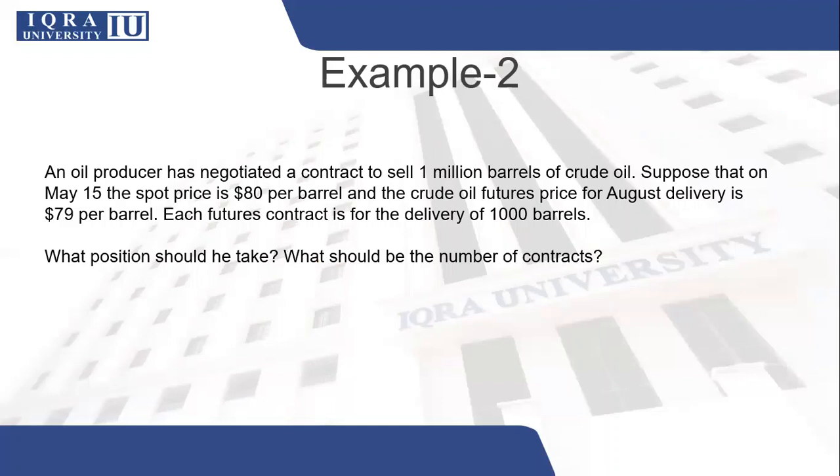So again, you need to first discuss what position he should take. He is an oil producer who has a contract to sell 1 million barrels of crude oil, which means that he wants to sell the crude oil in the future. That would mean that he wants to sell the underlying instrument. So that means he would have to go short. And how many contracts? The total amount that he wants to sell is 1 million.